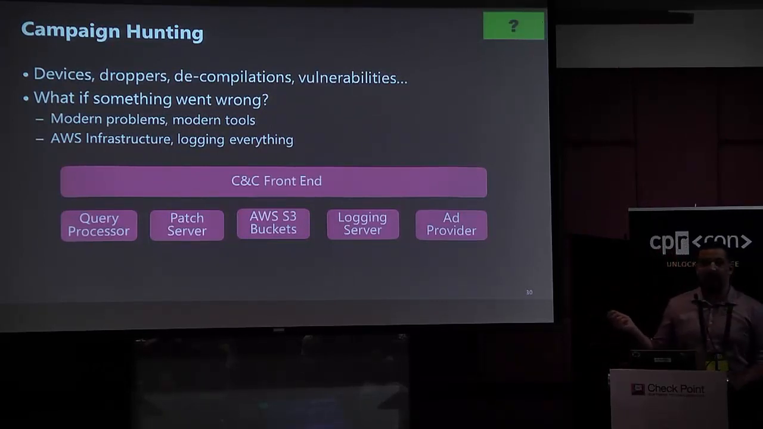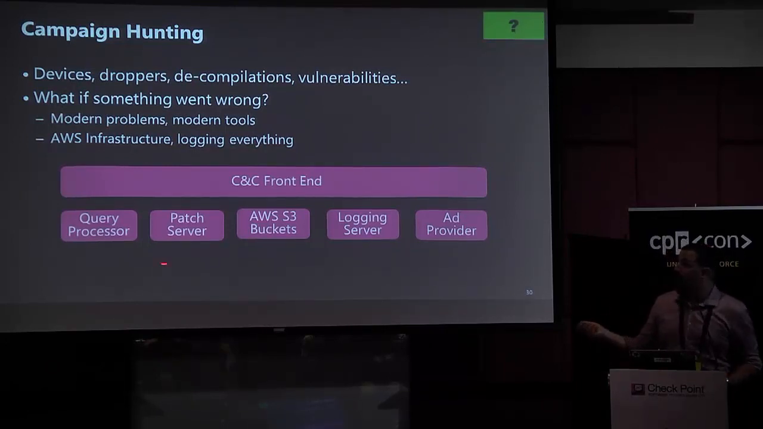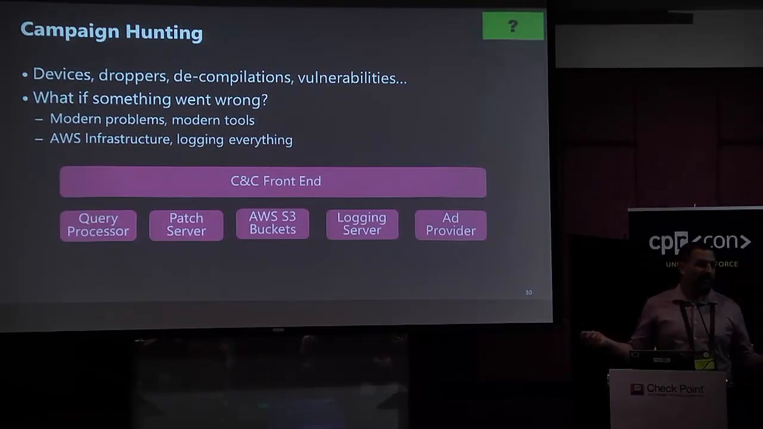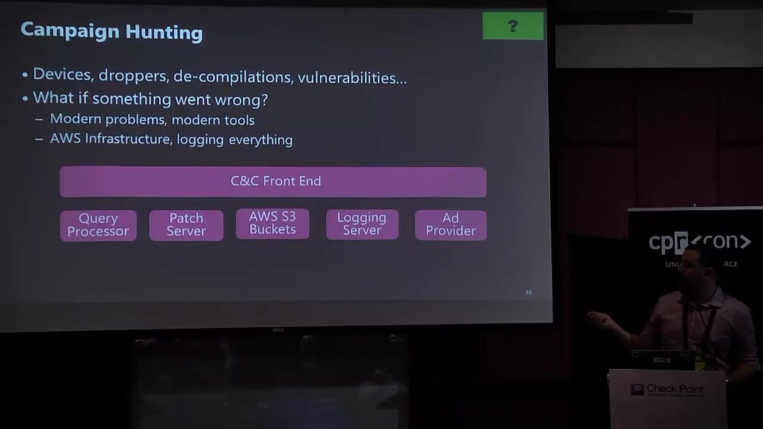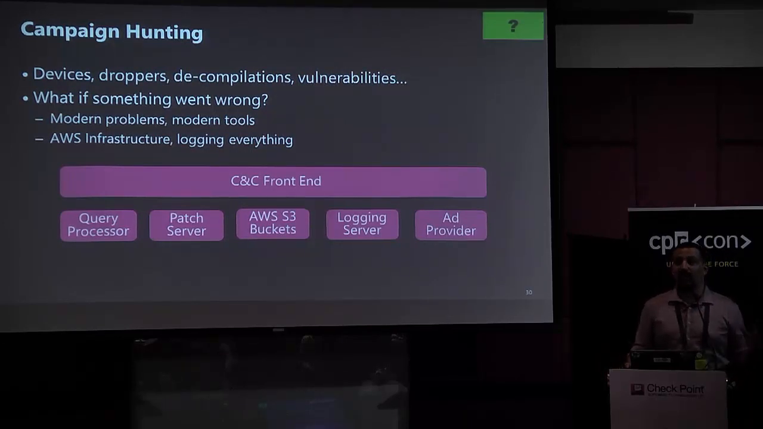Behind the CNC front end lies 5 different services. The query processor: as I said earlier, every device reports to the CNC the list of installed applications, so the actor can just see which application is installed on the most devices, and he will be able to handpick the next victim. The patch server, as I briefly mentioned at the beginning, is a service that allows AgentSmith to update its own code. The logging server and the ad provider, which are another 2 services the actor used, are backed by the AWS S3 bucket that logs everything. That's why we have quite a lot of accuracy in the numbers and the infections across the entire campaign.